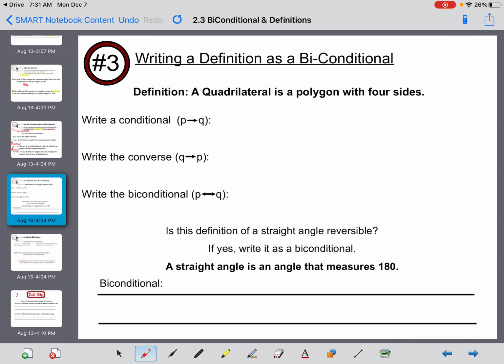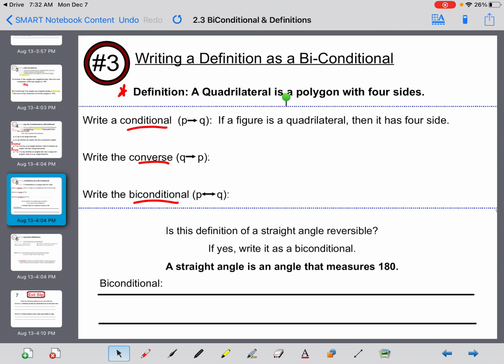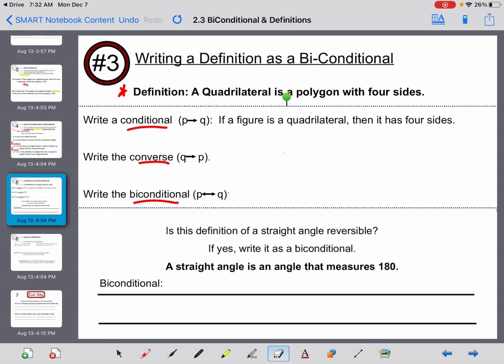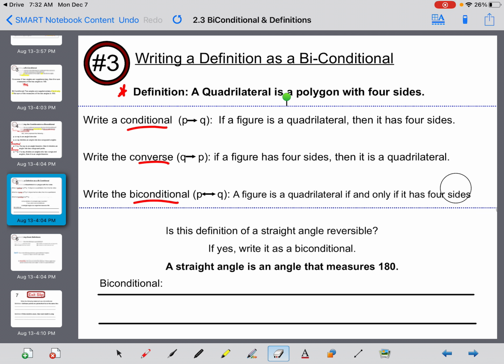Okay, definition. A quadrilateral is a polygon with four sides. So we're going to take this definition, turn it into a conditional, a converse, and a biconditional. The conditional would be if a figure is a quadrilateral, then it has 4 sides. The converse would be if a figure has 4 sides, then it is a quadrilateral. Biconditional would be a figure is a quadrilateral if and only if it has 4 sides.